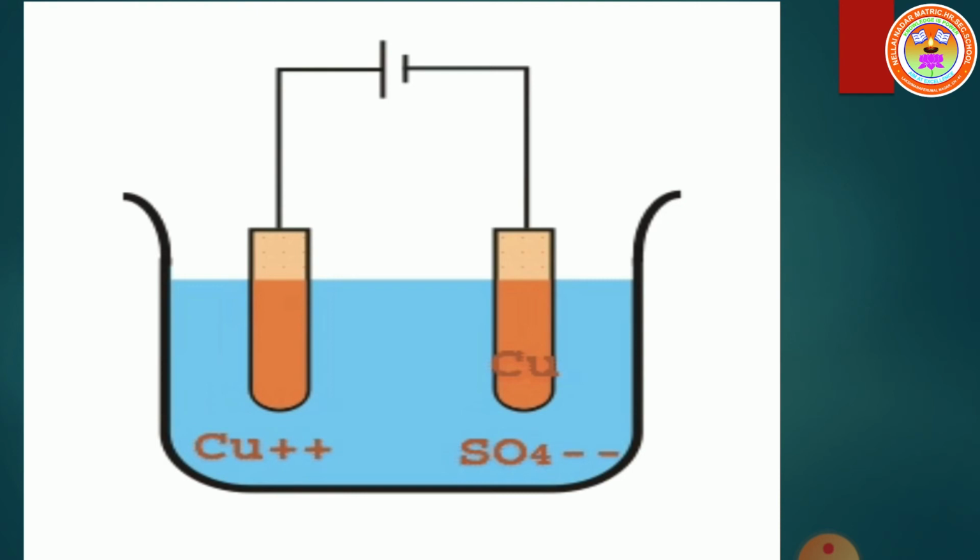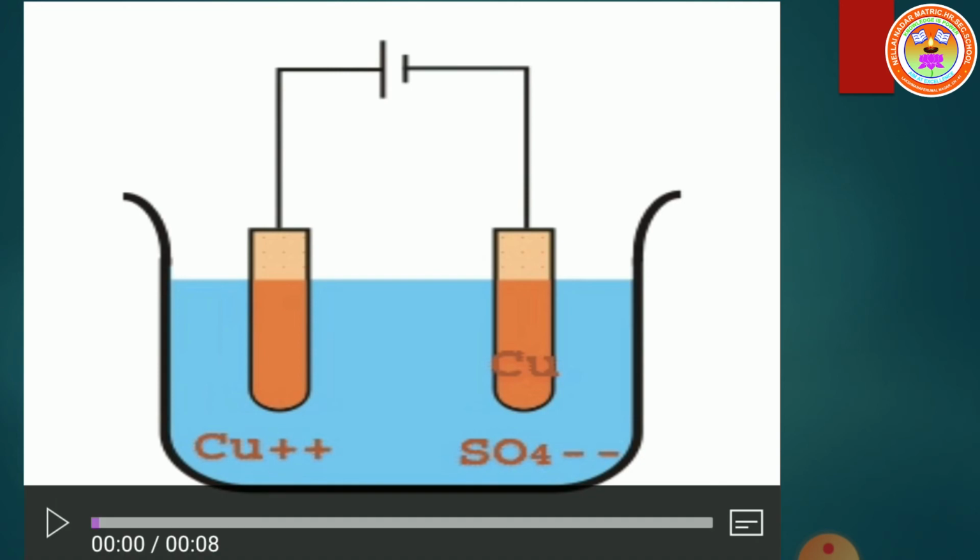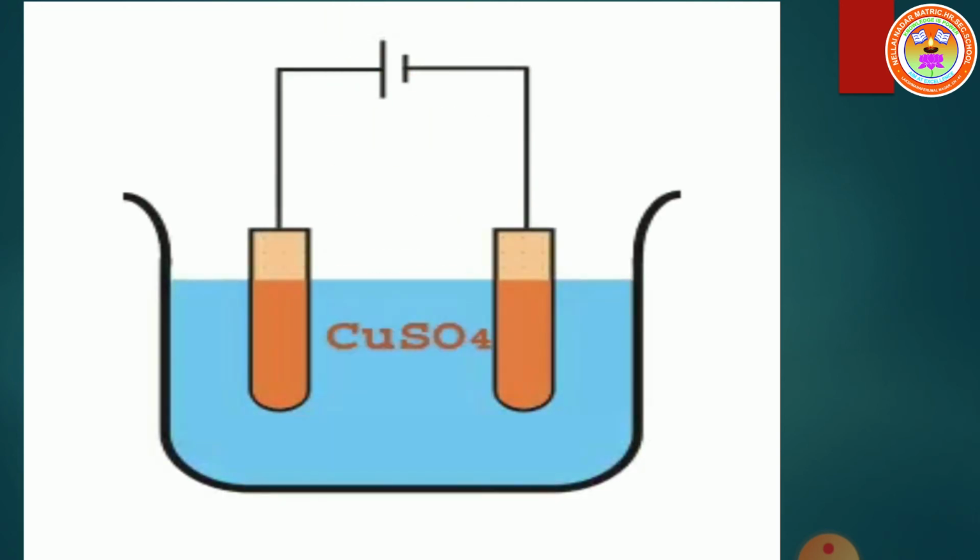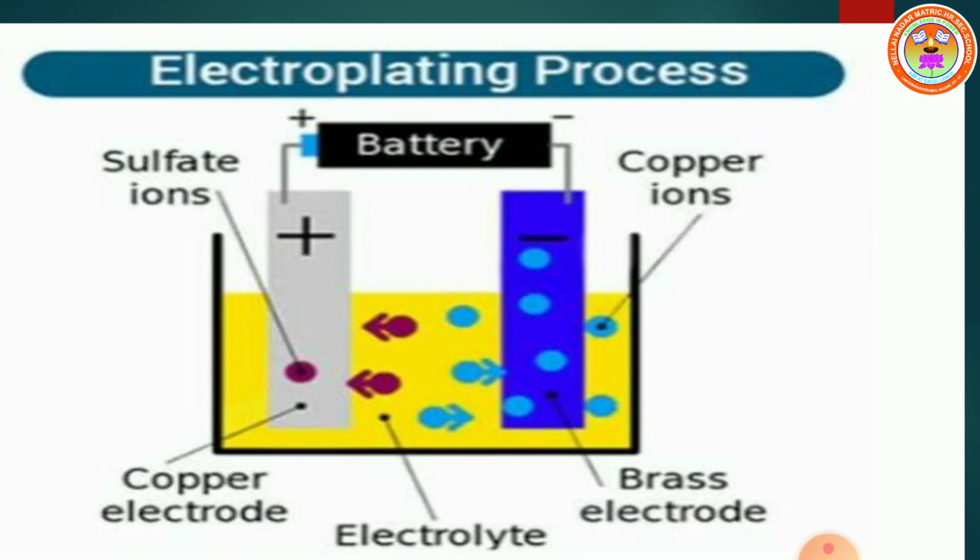Chromium has a shiny appearance. It does not corrode. It resists scratches. But chromium is expensive and it may not be economical to make the whole object out of chromium.